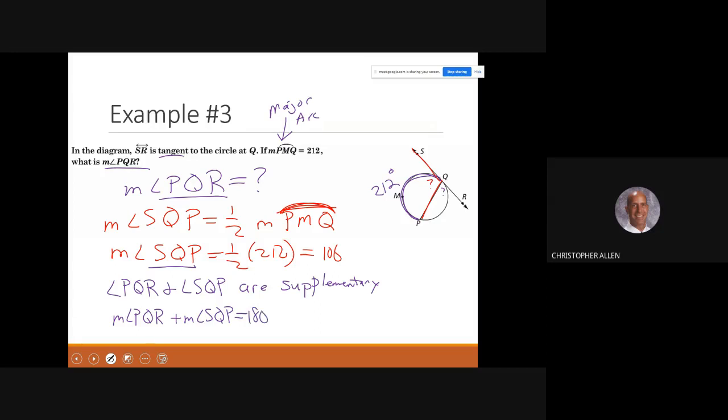Well, we just found the angle SQP. What's that? It's 106. So I'm just going to write plus 106 equals 180. And then over here, I'll just leave this part in red, and that's the unknown part. That's what we're trying to find. Guys, how would we solve that equation? Just subtract 106, right? And what are you going to get? 74. The measure of angle PQR is equal to 74. That's your answer. Okay? 74.